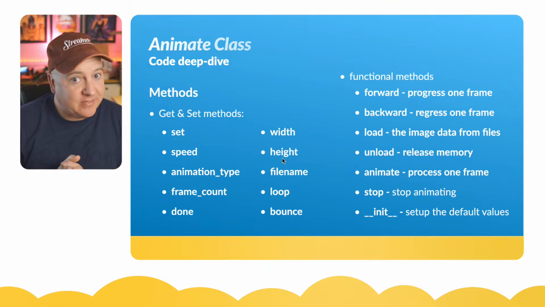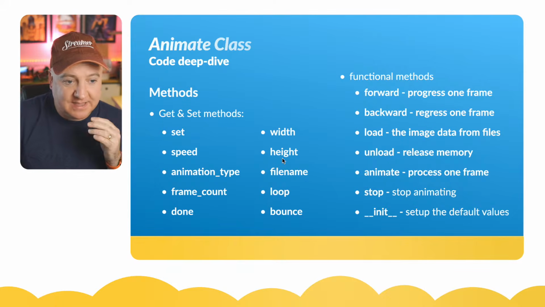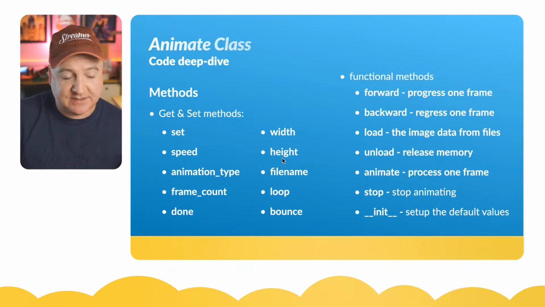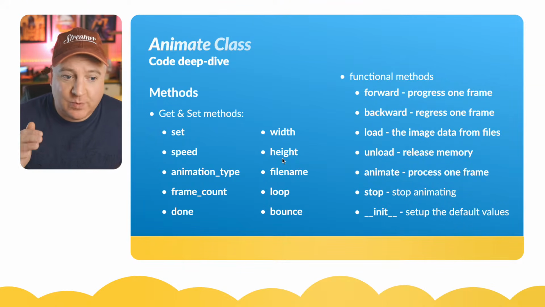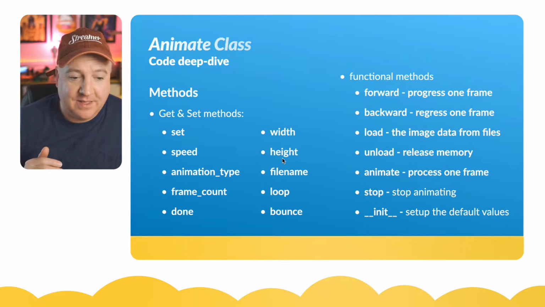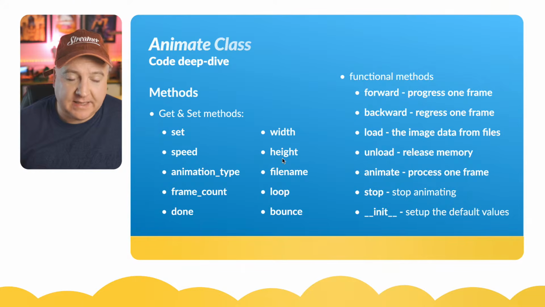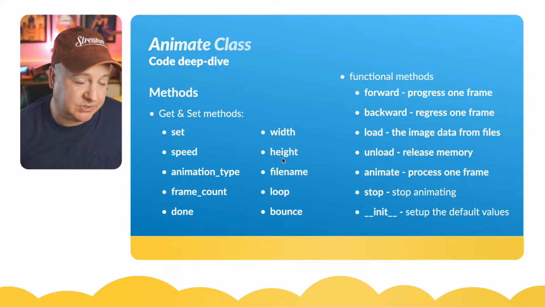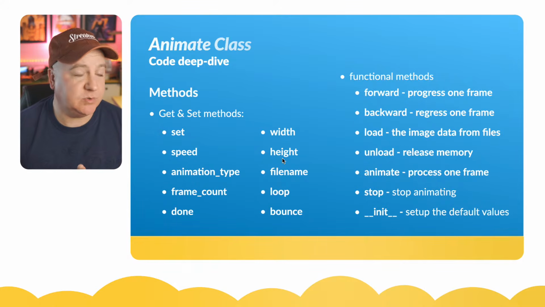Next up, we have the methods for that animate class. Again, this is the biggest class that we have. So the get and set methods are the set, which is that general purpose flag, the speed, the animation type, the frame count, whether it's done or not, the width, the height, the file name. Loop and bounce are commands to actually make it loop or make it bounce. So although you can set the animation type to loop, you can also call loop with a parameter of how many times you want it to loop or how many times you want it to bounce. So you might say bounce 3 times and then you're done.